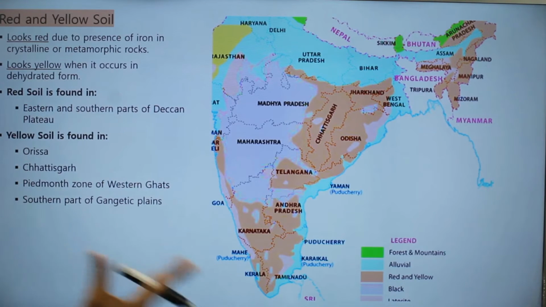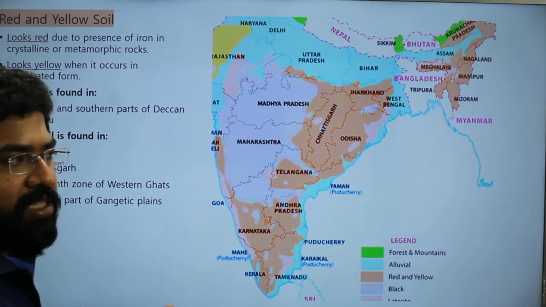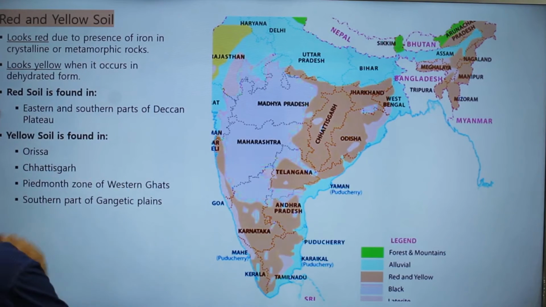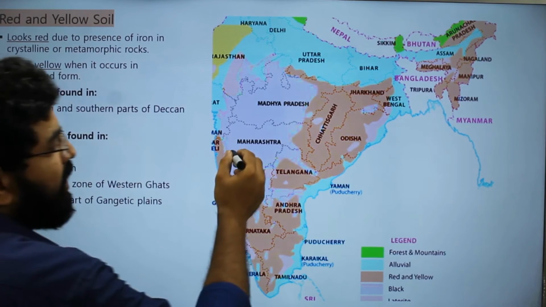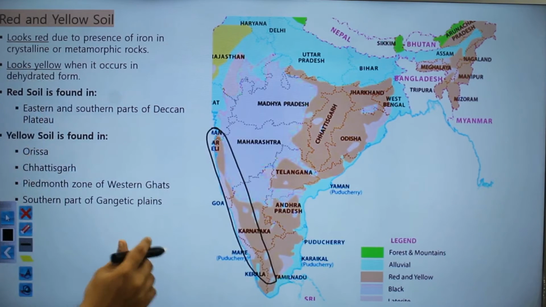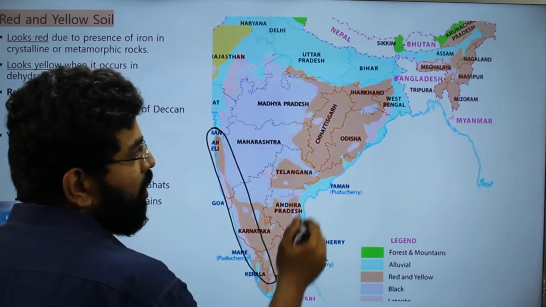And wherever you have excess temperature and the soil gets dehydrated due to excess temperature, you will see presence of yellow soil. So you will see that this red soil is formed in these regions. You will see that these regions are the regions where you will have your red and yellow soil.